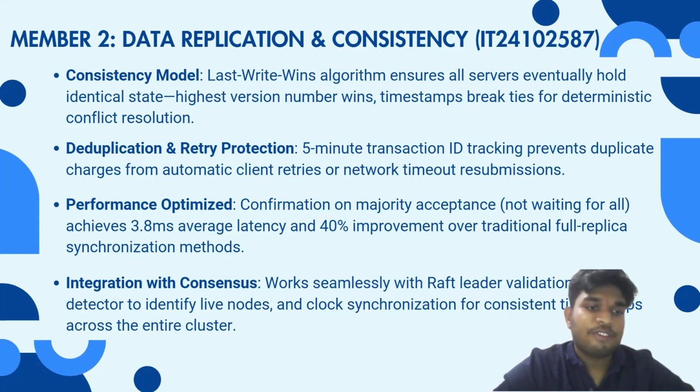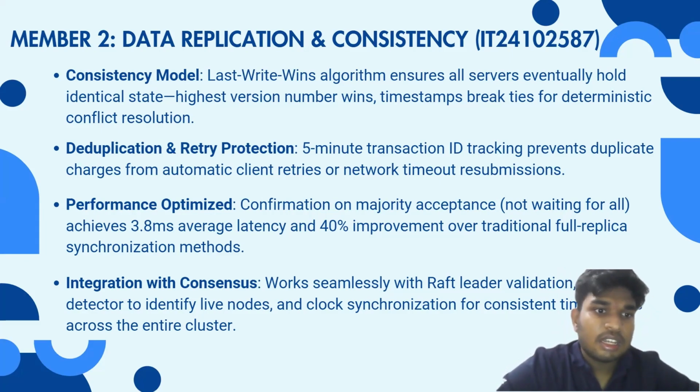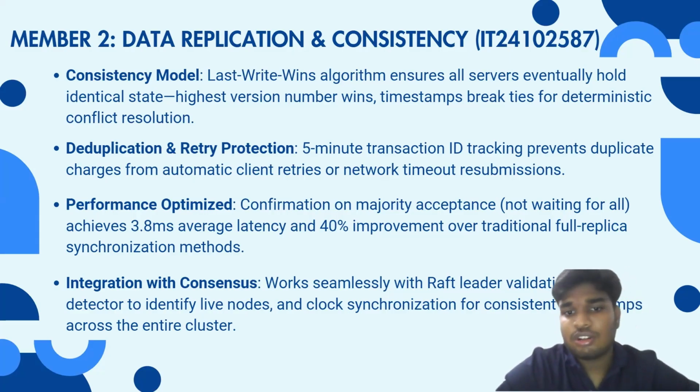When we talk about performance, confirmation on majority acknowledgment achieves 3.8 milliseconds average latency and a 40% improvement over the traditional full replica synchronization method. When we talk about integration with Consul, it works seamlessly with the gossip-based failure detector to identify live nodes, and clock synchronization for consistent timestamps across the entire cluster. Now we will move to the next slide.